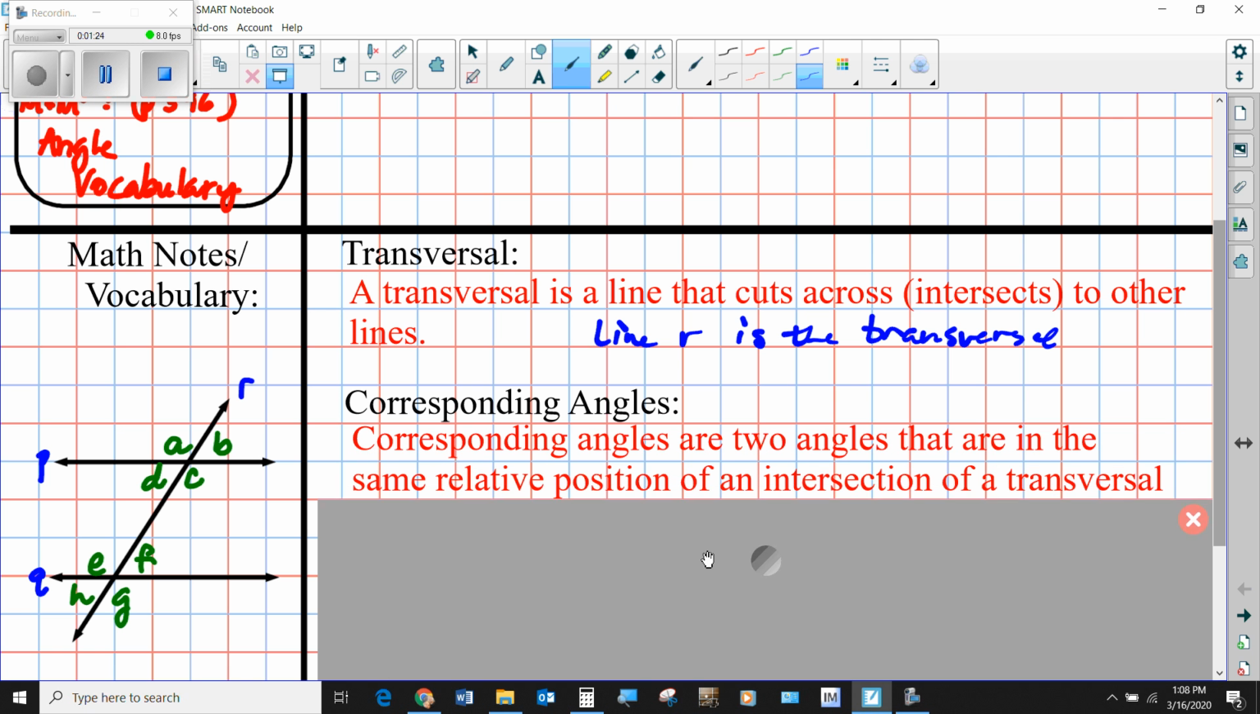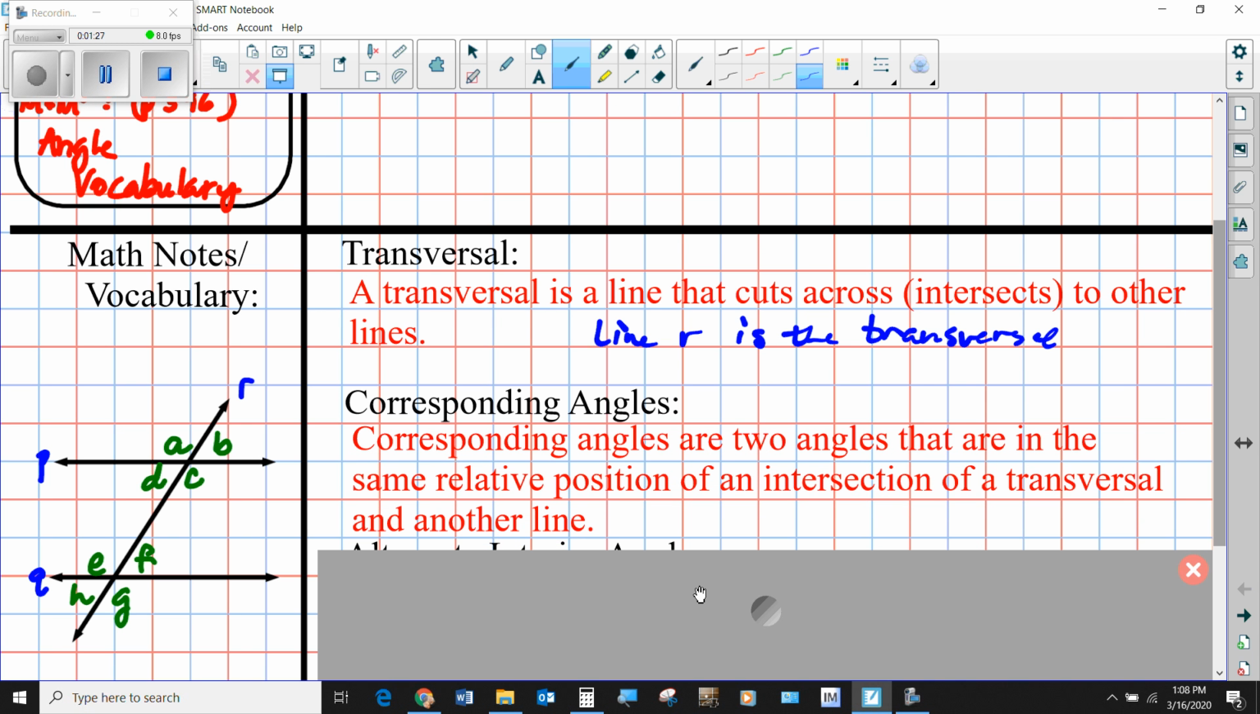Now we're going to talk about three different types of angles with our transversals. The first one that I'm going to highlight is the corresponding angle. Corresponding angles are two angles that are in the same relative position of an intersection of a transversal and another line. So a quick example of that would be if you see this intersection here, you got four angles created, A, B, C, and D. Angle A is in the upper left-hand corner, and when you slide down to this same intersection but with Q, you'll notice angle E is in the same position in the upper left-hand corner. They are considered corresponding angles.